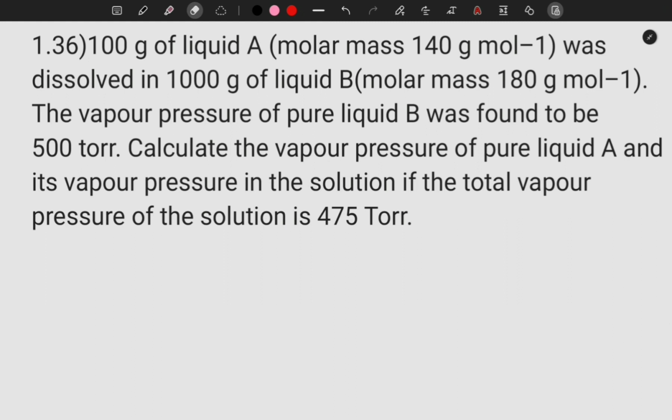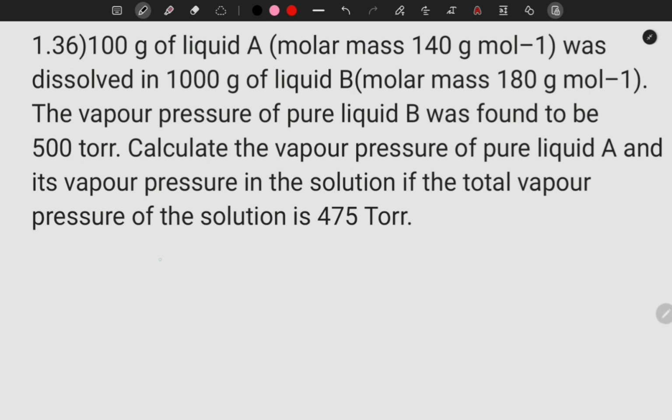100 gram of liquid A, molar mass 140 gram per mole, was dissolved in 1000 gram of liquid B, molar mass 180 gram per mole. The vapor pressure of pure liquid B was found to be 500 torr. Calculate the vapor pressure of pure liquid A and its vapor pressure in the solution if the total vapor pressure of the solution is 475 torr.